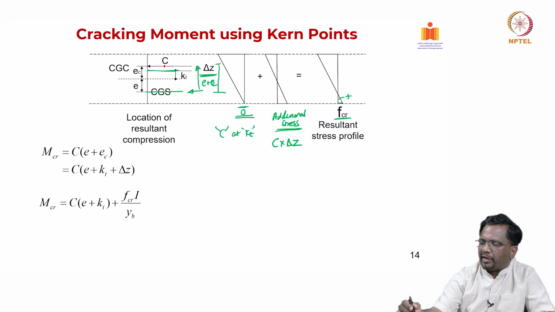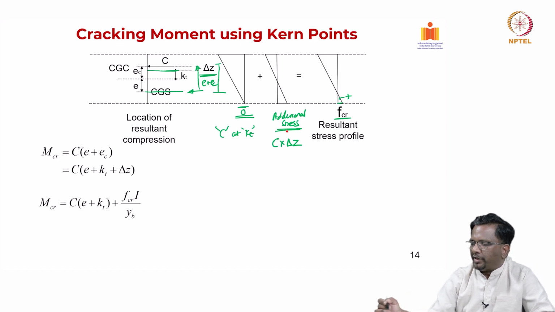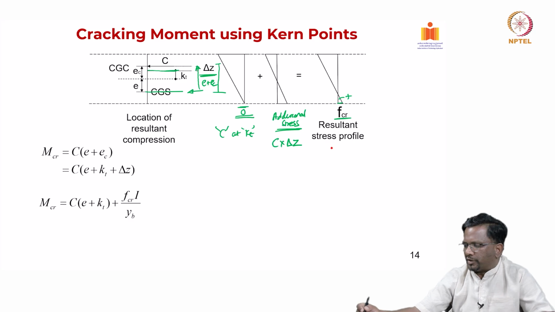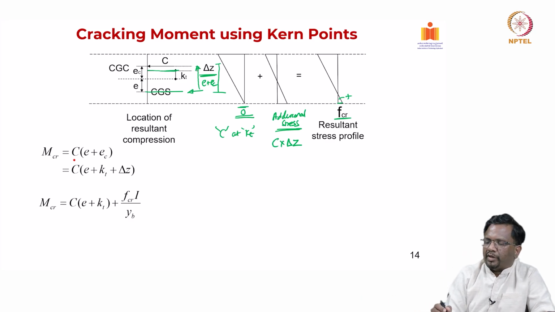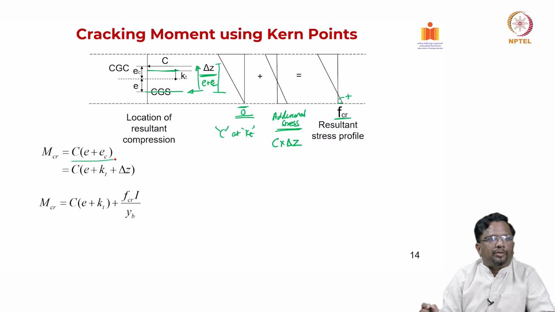So, when C is acting at this location EC, that is what is creating this stress profile of FCR. So, the moment that is produced is going to be C into E plus EC. Now, EC is nothing but KT plus delta Z, right. So, we can see what is EC here. So, EC is nothing but this plus this, that is nothing but delta Z plus KT.